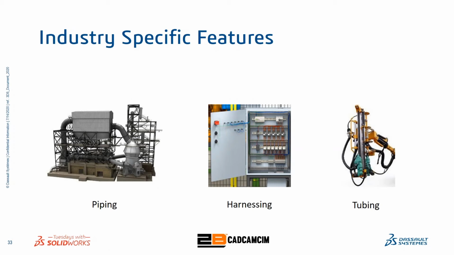Also, as an industry-specific feature, SOLIDWORKS offers a capability to design piping, tubing, and harness. So you can generate and document systems, including harness, pipe, and tube paths, pipe spools, pipe slope, and a complete bill of material for the entire system.